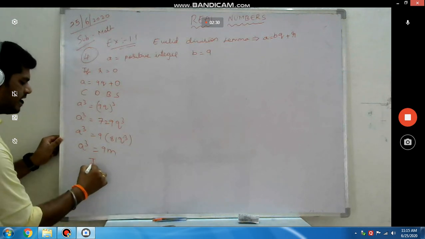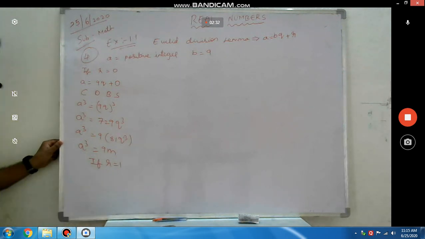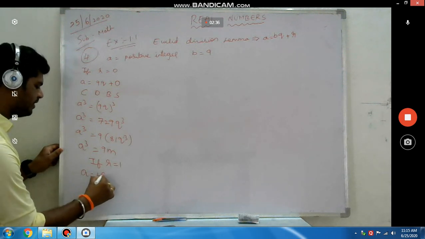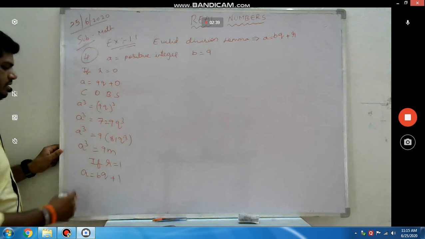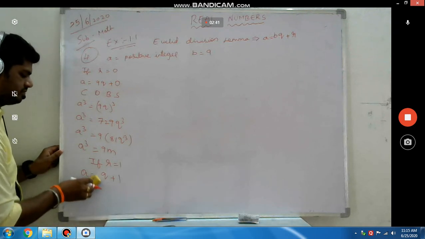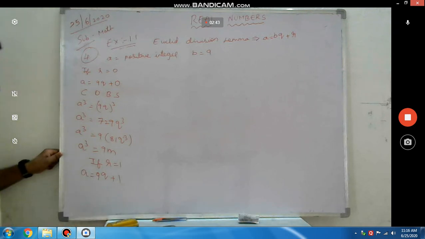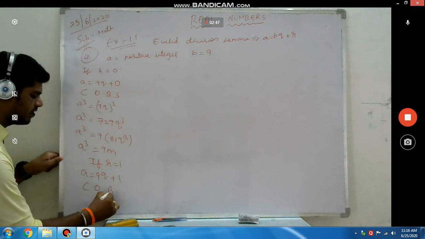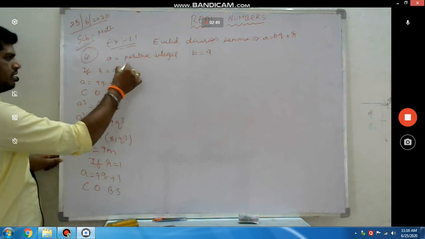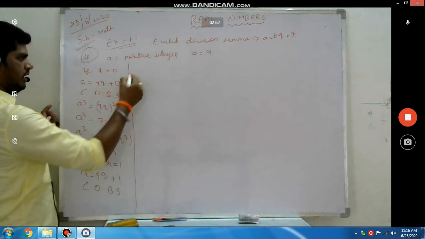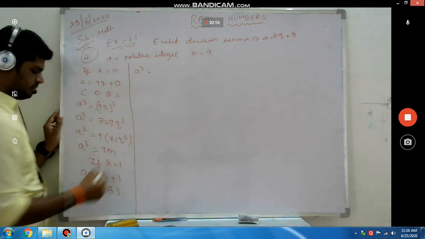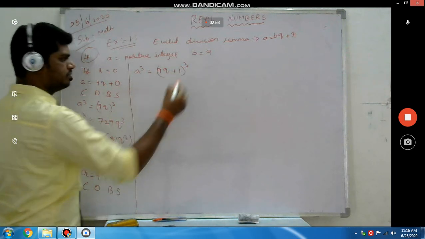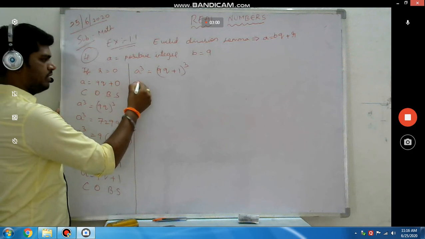Similarly, if r is equal to 1, then a is equal to bq plus 1. b means 9, so a equals 9q plus 1. Apply cubing on both sides. Then you will get a cube equals 9q plus 1 whole cube, which is a plus b whole cube.